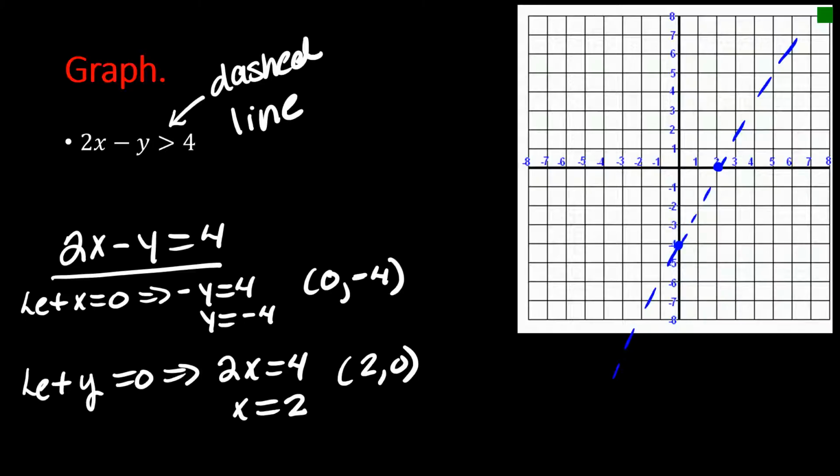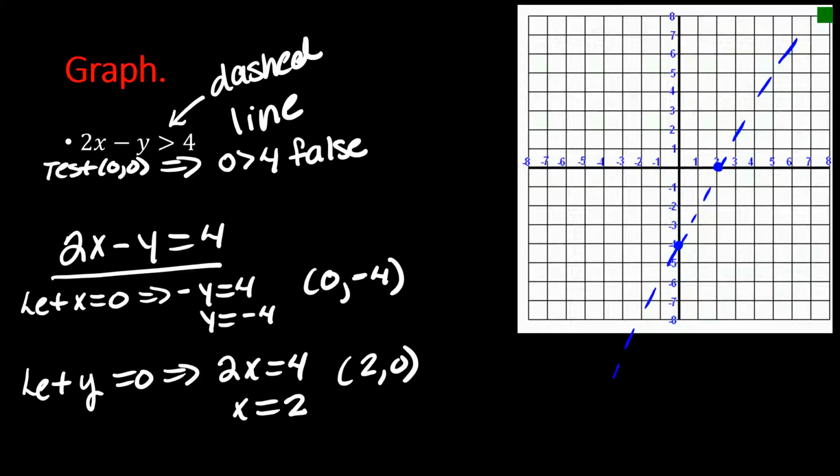Now we need to test. Let's pick (0, 0). I always pick (0, 0) unless it is on the graph, because it's just easier. So when I test the point (0, 0), I have 2 times 0, which is 0, minus 0, which is 0. I have 0 is greater than 4. This is a false statement.